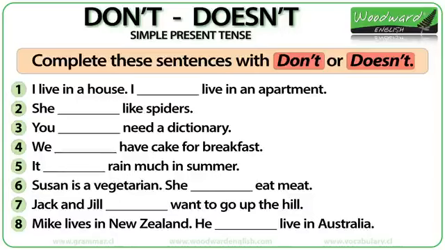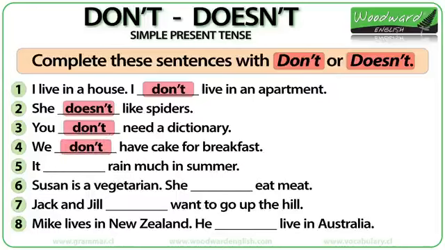I live in a house. I don't live in an apartment. She doesn't like spiders. You don't need a dictionary. We don't have cake for breakfast. It doesn't rain much in summer.